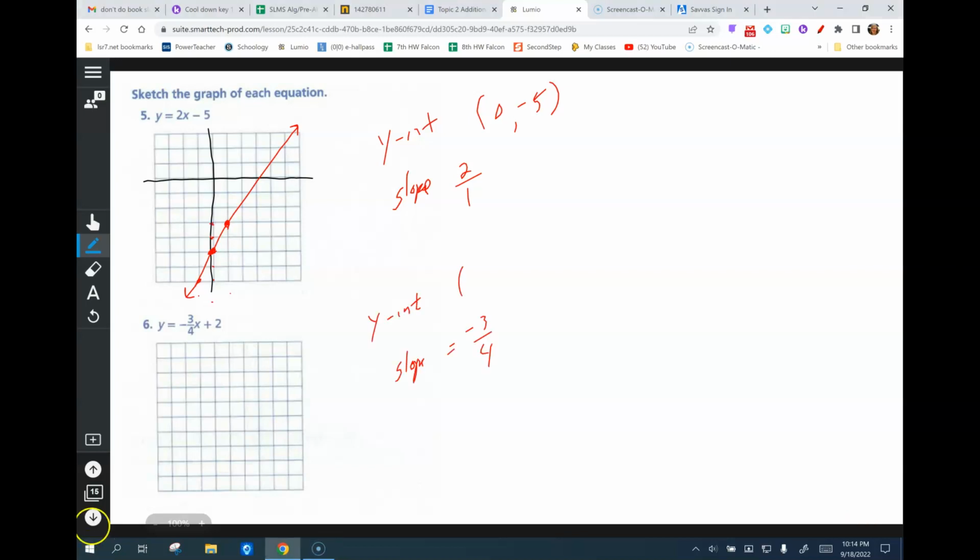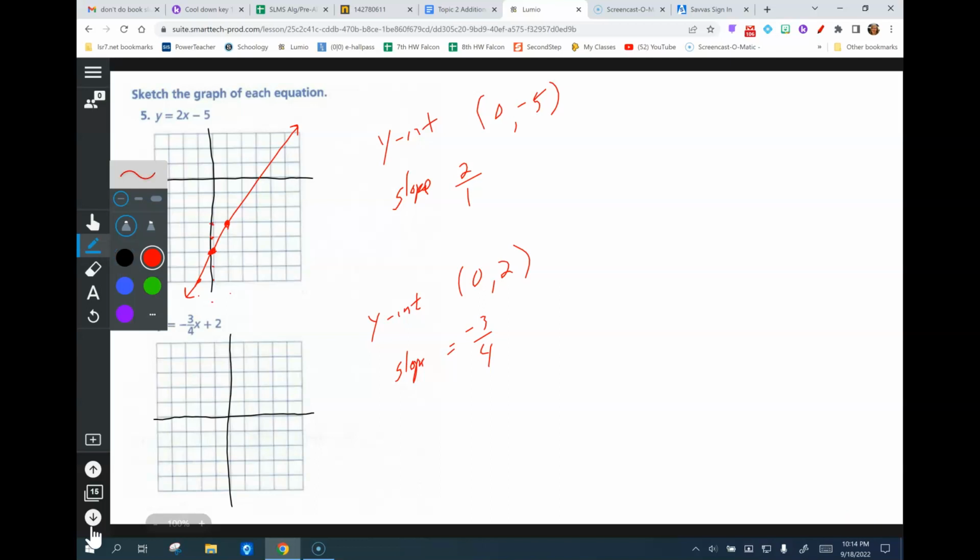So y-intercept is (0, 2). So I'm just going to draw in an axis here. It doesn't make a big difference as to where it's at because we know we can find the third point lots of different ways. So I'm going to plot the y-intercept. I'm going to go down 3 over 4 to the right. 1, 2, 3, 4. Then I'm going to go up 3. And 1, 2, 3, 4. And there's my line. Good.